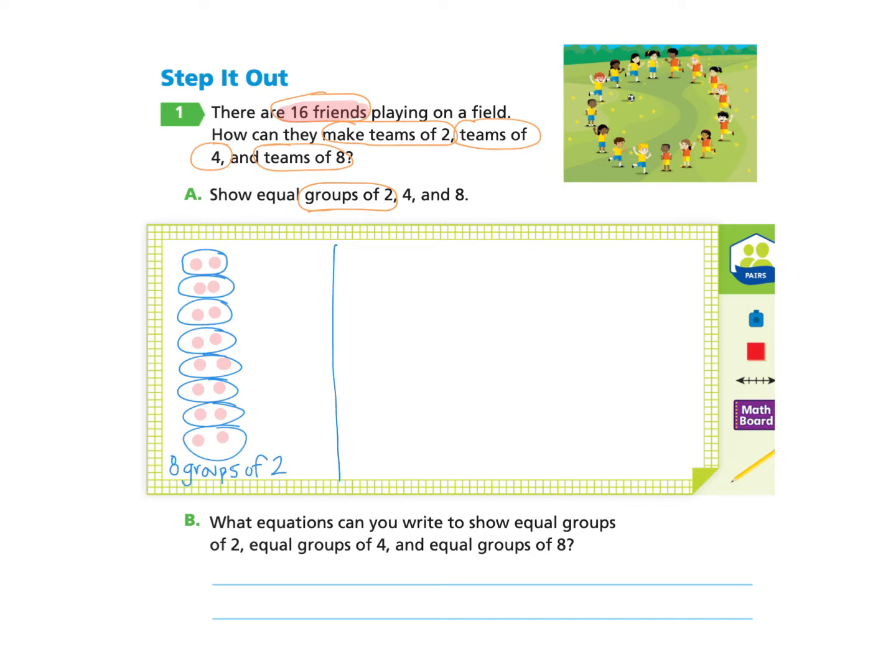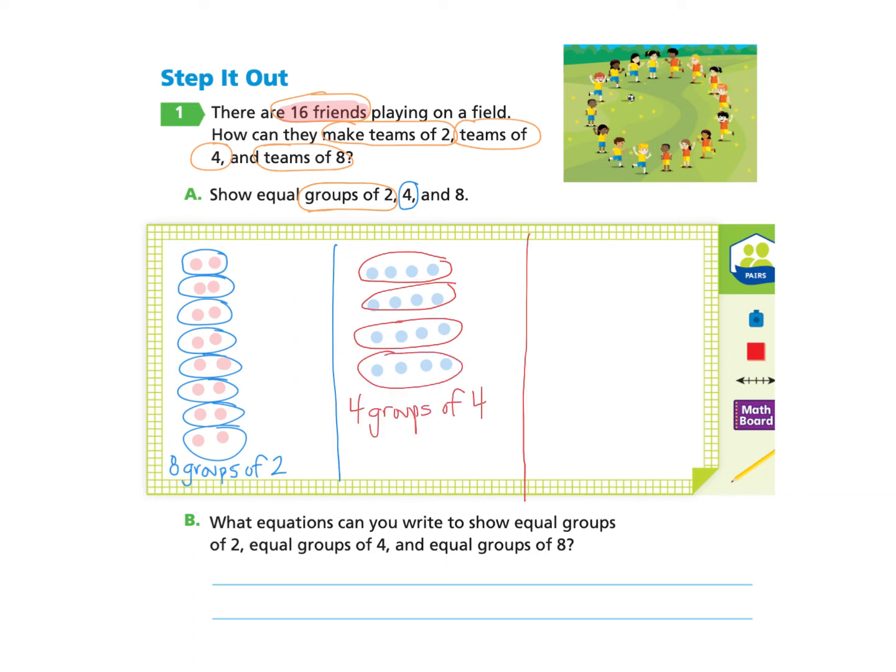I'm going to draw a line because we're going to go on to the next part where they're asking for groups of 4. So again, I'll do the same thing where I'm going to create groups of 4 until I hit the number 16. 1, 2, 3, 4, 5, 6, 7, 8, 9, 10, 11, 12, 13, 14, 15, 16. And then I'll go back and I will circle the groups. 1, 2, 3, 4. And this shows that I have now created 4 groups of 4. All right, I'm ready to go on to the last part.